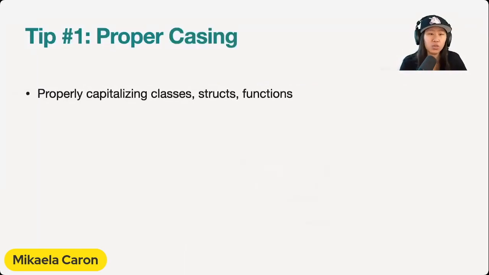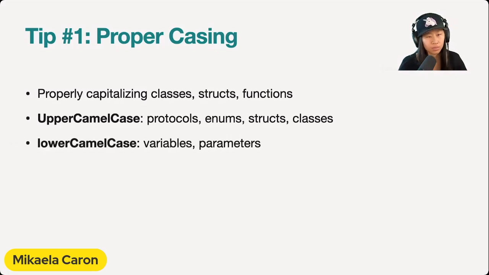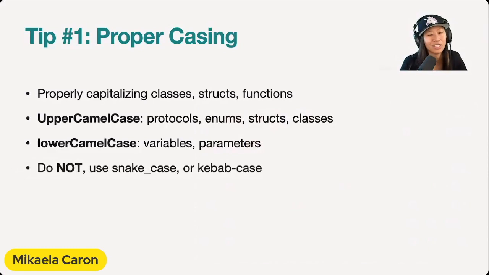So the first tip is using proper casing. So proper casing means capitalizing everything properly with classes, structures, and functions. So we use what is called upper camel case, or also called Pascal case, for writing protocols, enums, structs, and classes. We use lower camel case, or also just called normal camel case, for variables and parameters, but don't use snake case. So within the Swift programming language, we do not use snake case or kebab case when we're talking about different variables.